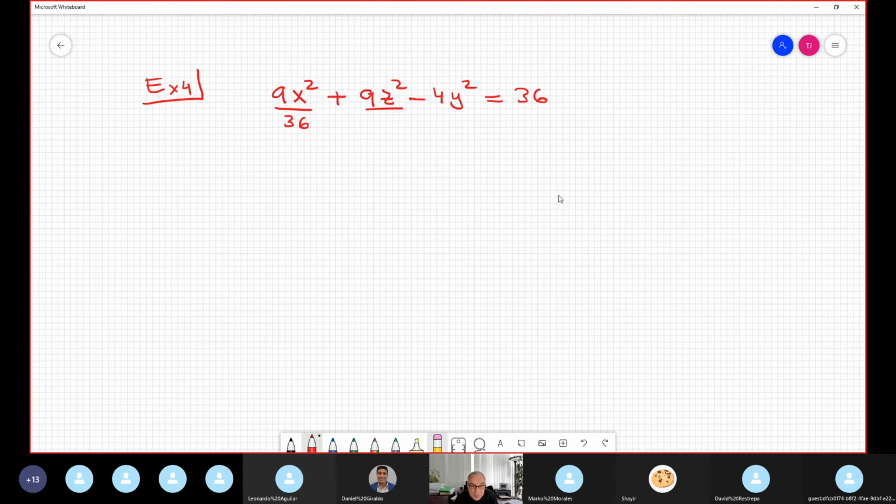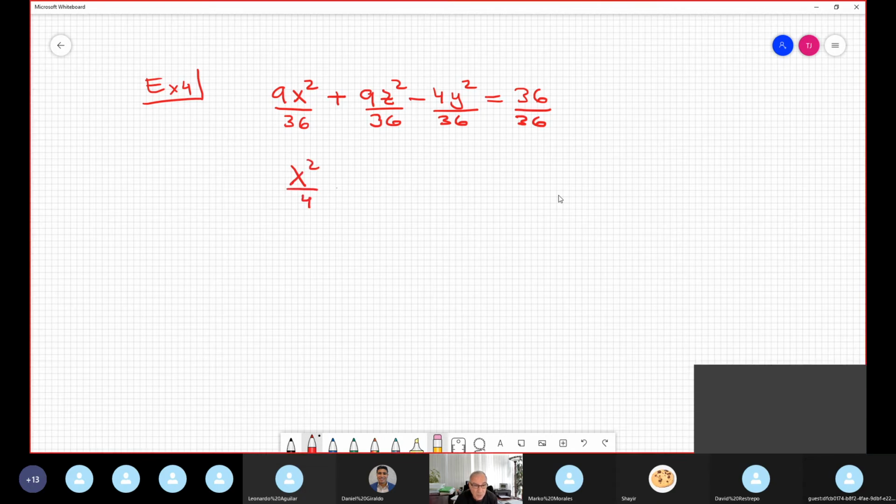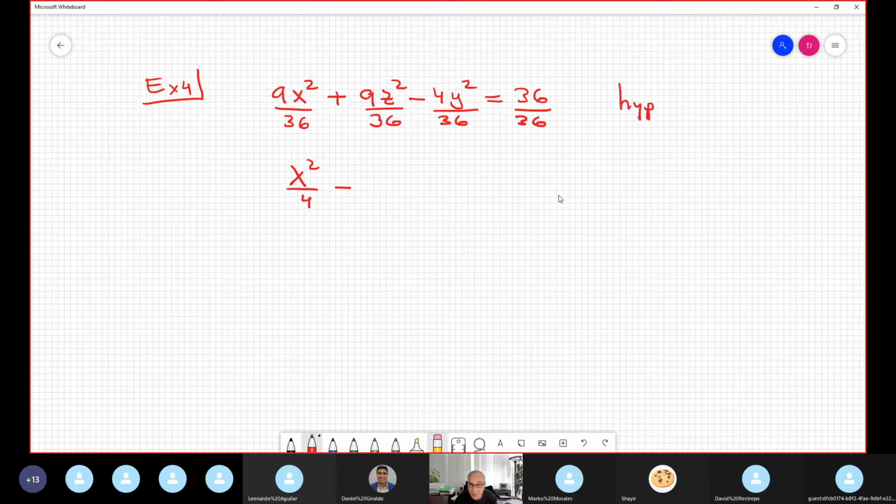Because remember, in the standard form, I need the right-hand side to be 1, and there is no reason not to respect the alphabetical order. So this is x squared over 4 minus, hyperboloid of one sheet. Yes, you are right, Gerardo. Identification is hyperboloid of one sheet. Well, then I put y squared over 9, no? Plus z squared over 4, no, over 9, no? Over 9.